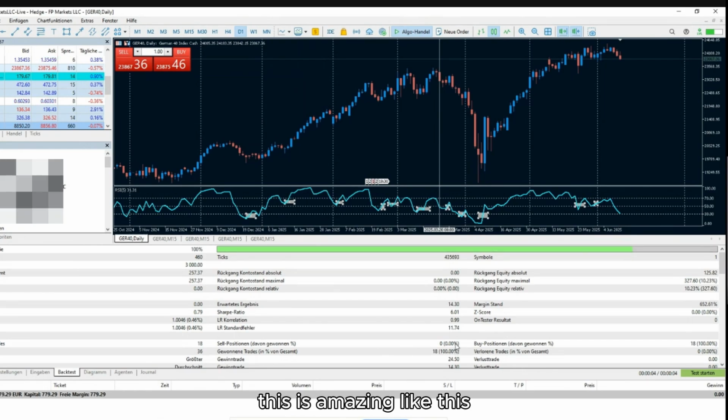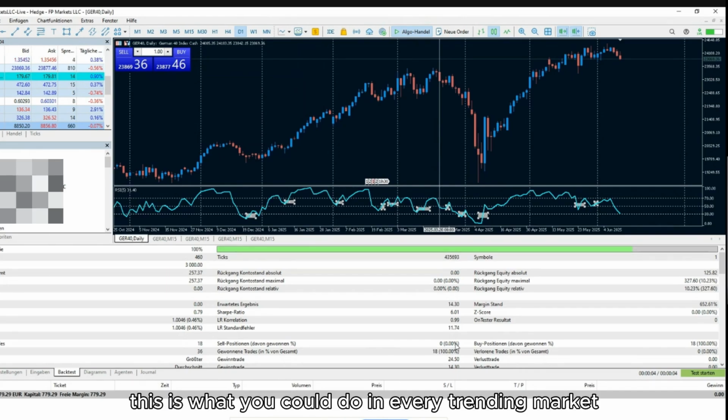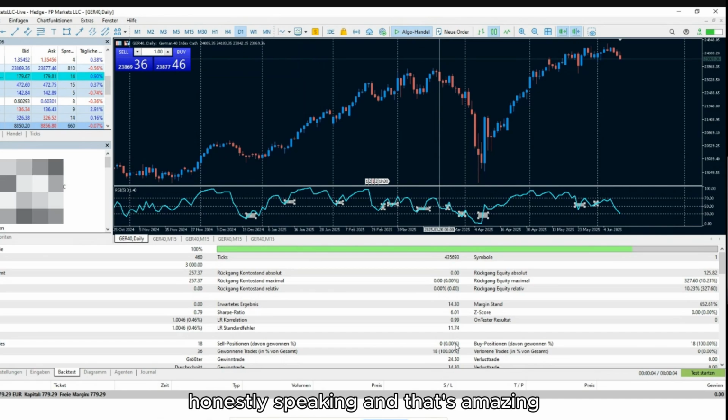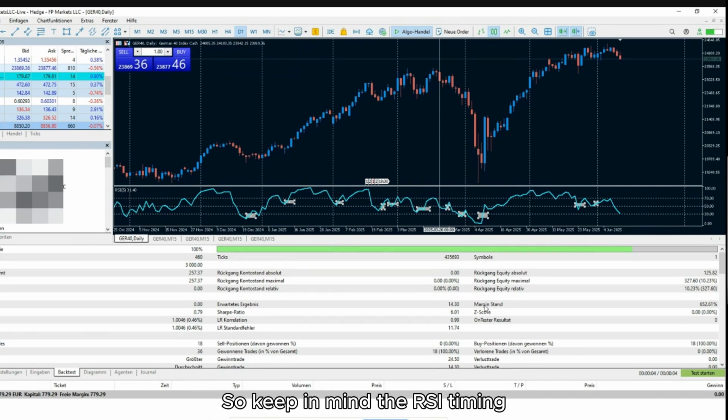I mean, this is amazing. In trending markets, it doesn't matter if it's the DAX, Bitcoin, or gold. This is what you could do in every trending market, honestly speaking. And that's amazing. So keep in mind the RSI timing.